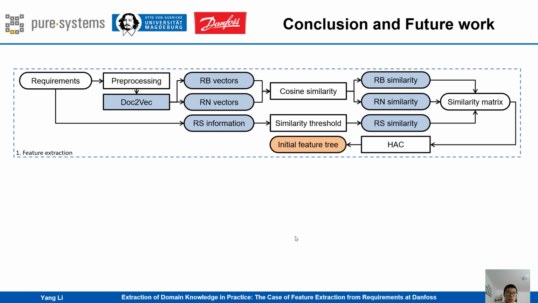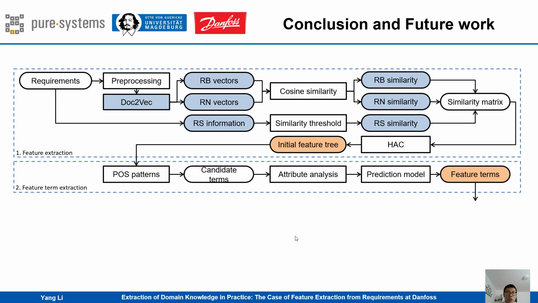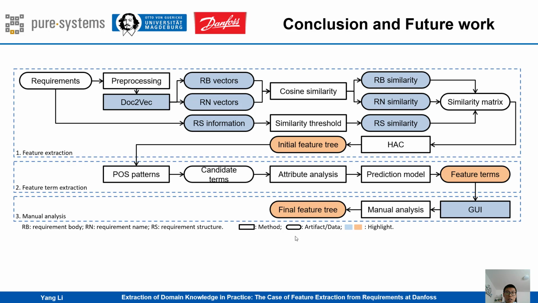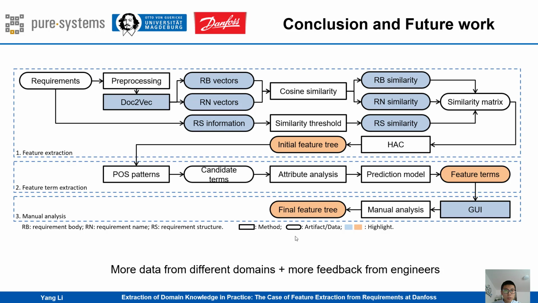So in this research, we first proposed an improved method to extract features in terms of the Danfoss case. And we also use a prediction model to predict feature terms to assist domain engineers to understand the notion of feature. Finally, we developed a GUI to show the extracted information and assist the engineers to generate the final feature tree and model. In future work, we will continuously collect more data from different domains and more feedback from engineers to improve and generalize our approach.